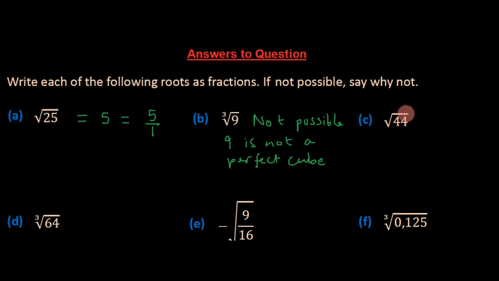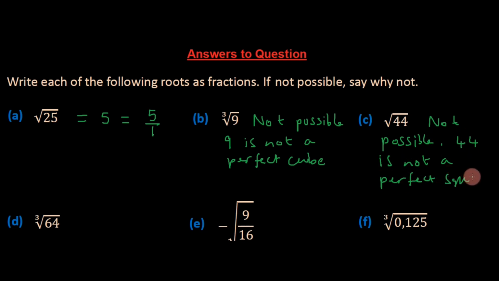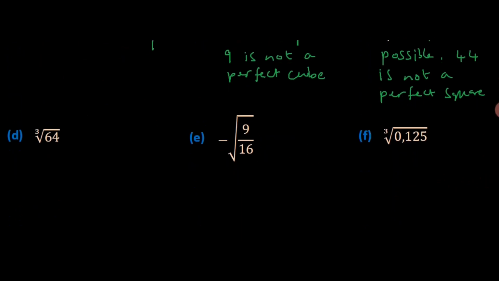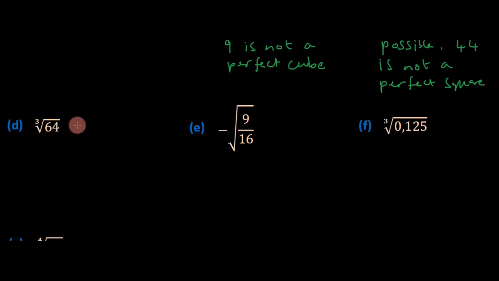Then in C we have the square root of 44. It's not possible to write this as a fraction, since 44 is not a perfect square. Then we have the cube root of 64. This is equal to 4 because 4 cubed gives us 64. And we can write it as a fraction as 4 over 1.